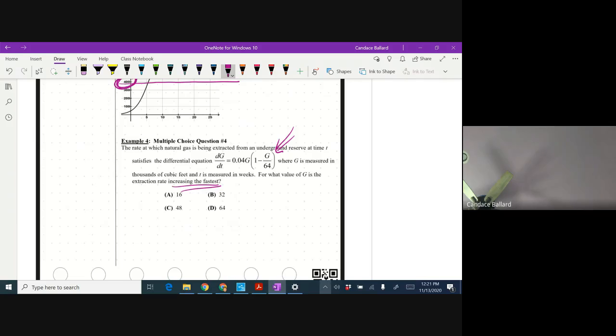All right, so all you had to do was find the carrying capacity, which was sitting right here, and divide by 2, because it's increasing the fastest at half the carrying capacity. And so it's 32, not 2. So it should be 32. It is B.